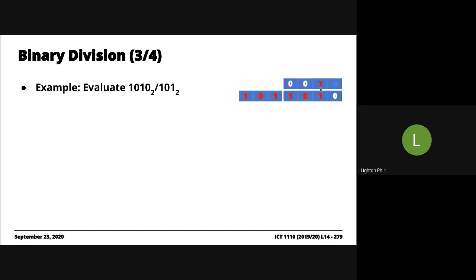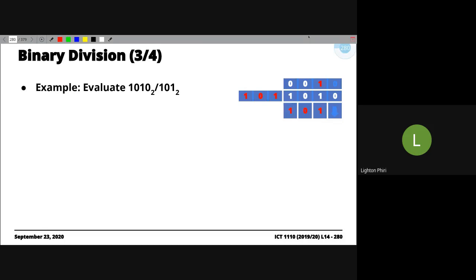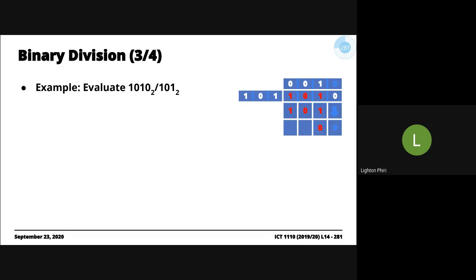We know it goes there 1 time, right? 1 times 101, we're going to get 101. And then we subtract 101 from 101, we get 0. We drop down the 0. We divide 101 into 0, we get a 0. 0 times that, we get a 0, and then we convey. So the answer is 10 or 0010.